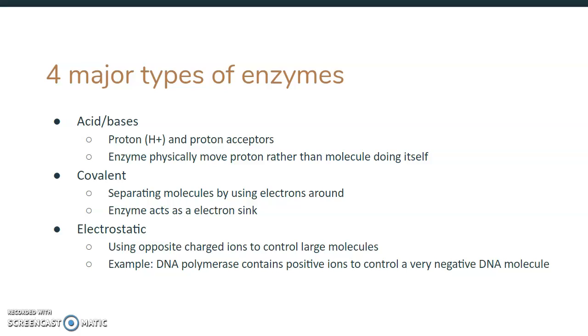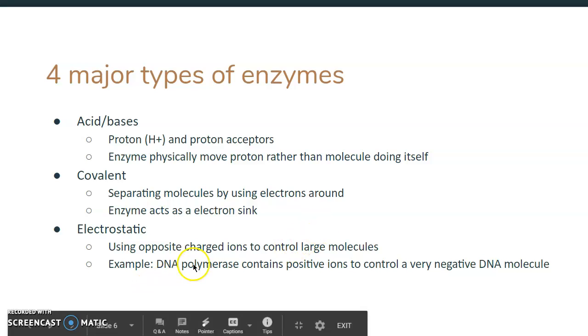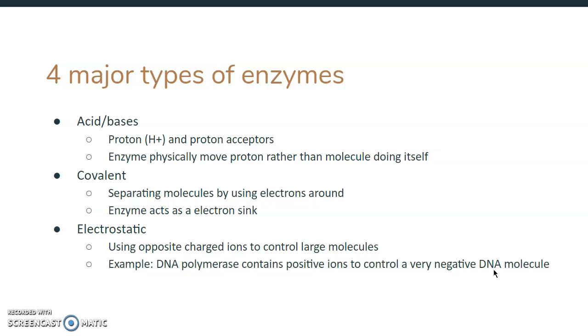So these are full charges, not partial charges, that are used to move and get molecules to be controlled. A good example is DNA polymerase, which is an enzyme that works on DNA, and contains a lot of positive ions because our DNA molecule is a very negative molecule. So it can attract really well to our DNA because opposite charges attract, and then it can hold on to the DNA well because of all its positive charge.